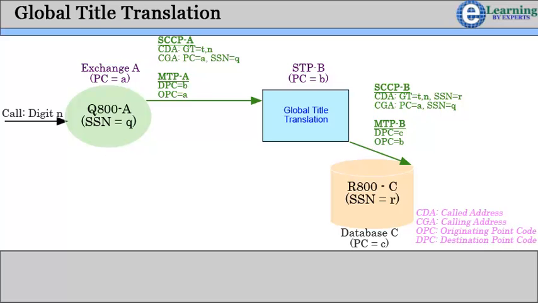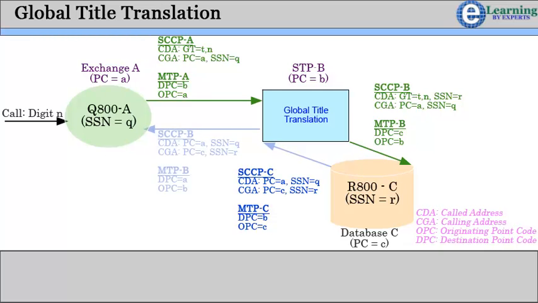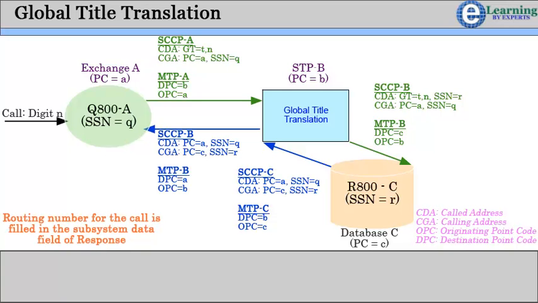Response message. R800C uses the received CGA, point code as A, SSN as Q, as the CDA for its response message. The transfer of the message to SCCPA is done by MTPs exclusively, no GT translation needed. At Exchange A, subsystem number SSN equals Q and the CDA is used to deliver CGA, and the routing number for the call, in the subsystem data field, to Q800A. Exchange A then routes the call to its destination as per the routing number received.